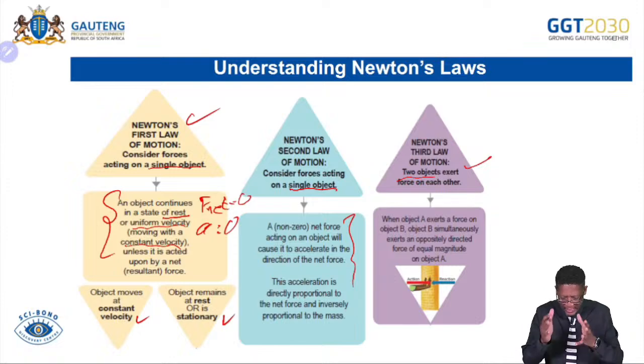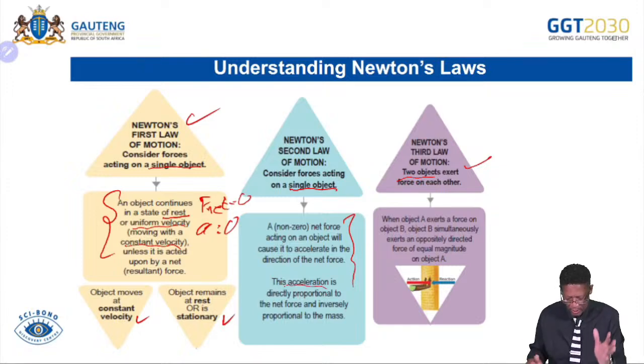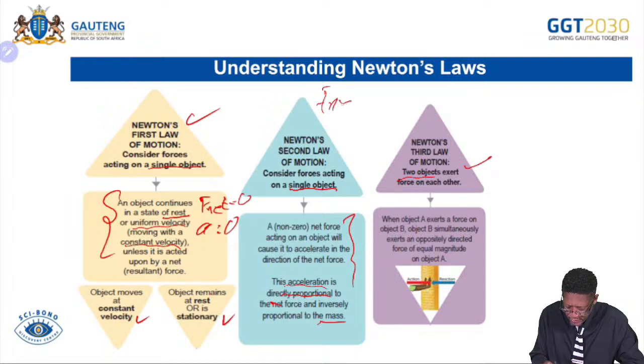This law says a net force acting on an object will cause acceleration in the direction of the force. This acceleration is directly proportional to the net force and inversely proportional to the mass. So you don't have to forget. In this one, you're going to use net force equals MA.